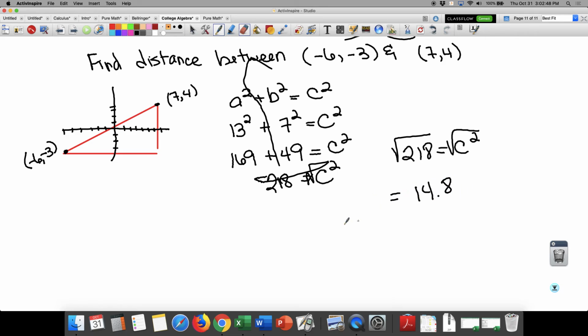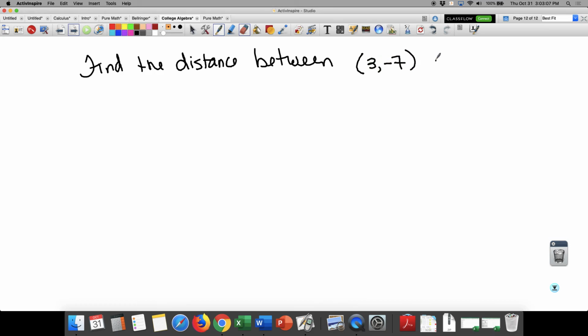That's my distance. All right, now I'm going to give you one to try on your own. Find the distance between 3, -7 and -1, 10. Okay, so go ahead and pause the video and you work it.